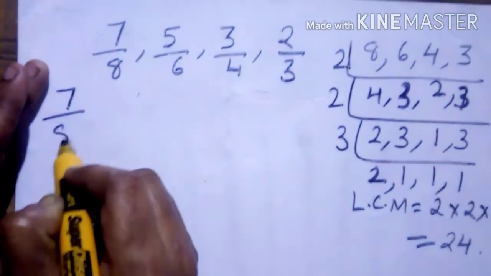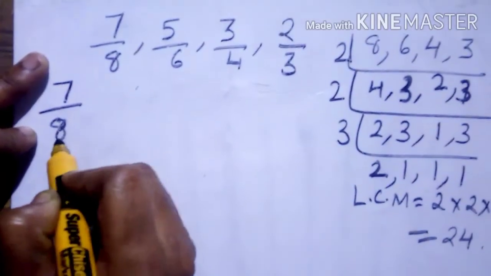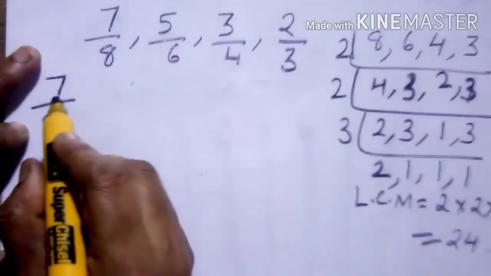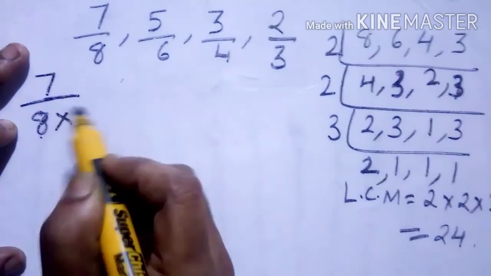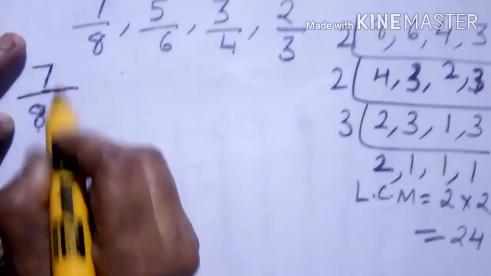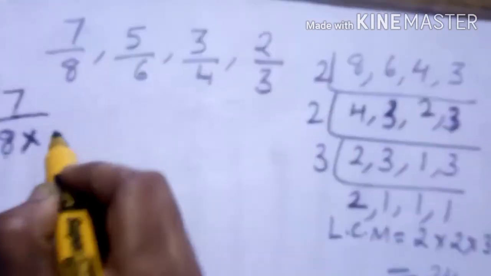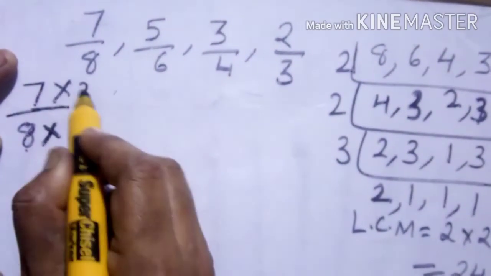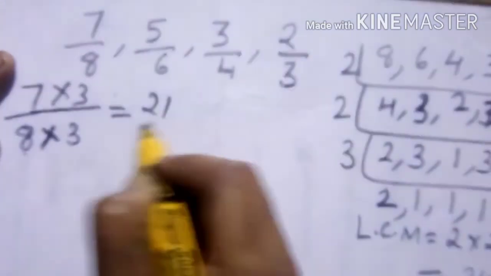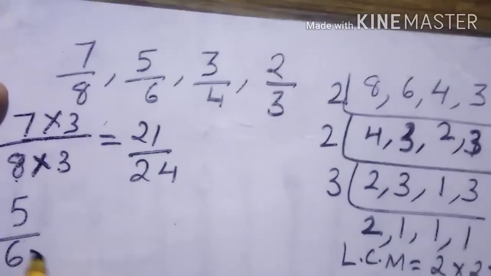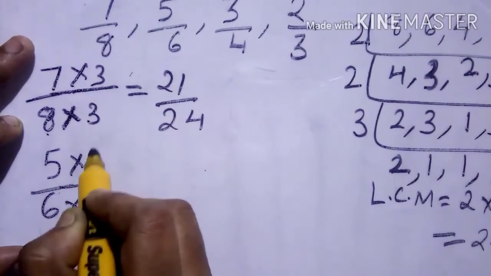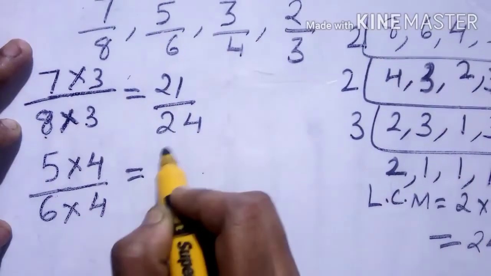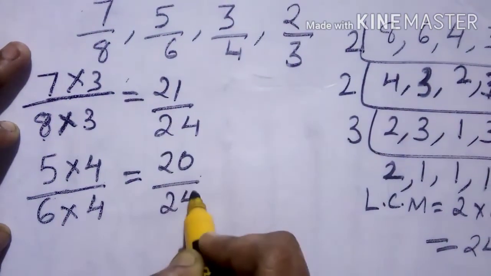7 by 8. You have to convert 8 into 24, which means 8 into how much do you have to multiply? You have to multiply 8 by 3. So the numerator also gets multiplied by 3. So it becomes 21 by 24. Then 5 by 6. Here 6 into 4 is 24. So multiply the numerator also by 4, then 20 by 24.